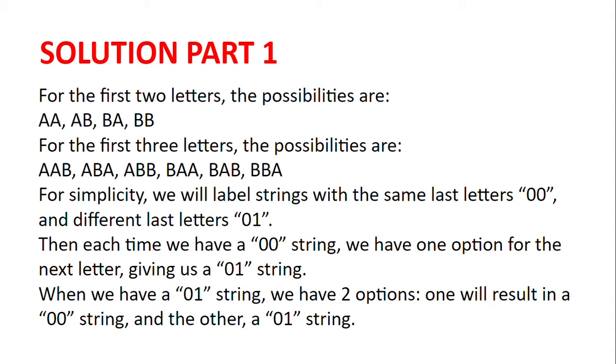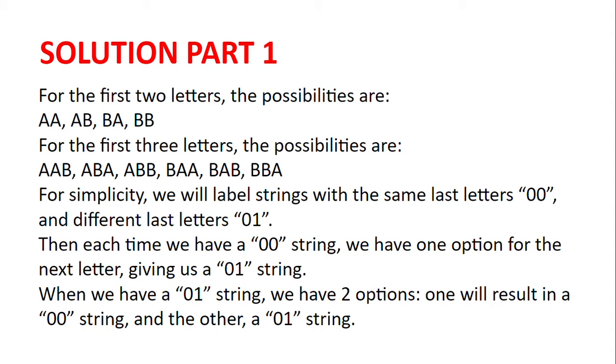For simplicity, we will label strings with the same last letters 00, so for example AA and ABB, and the ones with different last letters 01, so for example BA and ABA. Then each time we have a 00 string, we have one option for the next letter, giving us a 01 string. So for example for AA, we will have to have AAB.